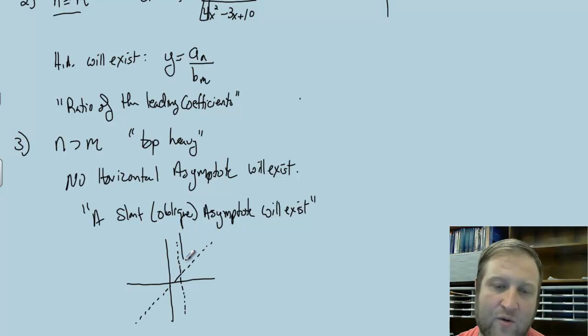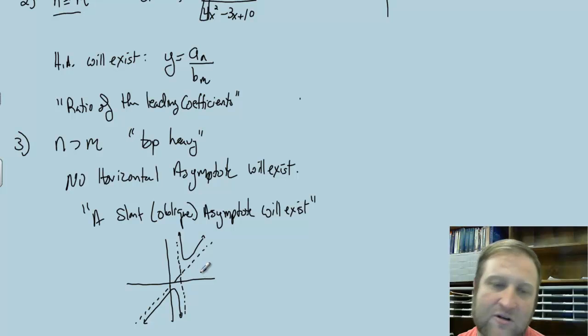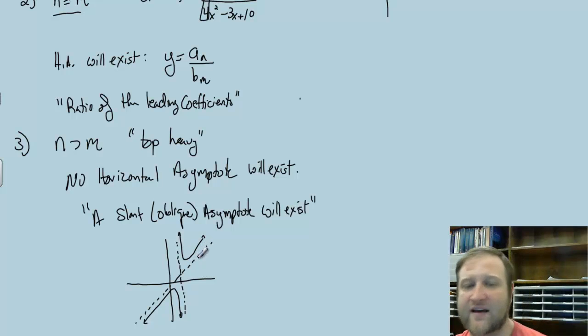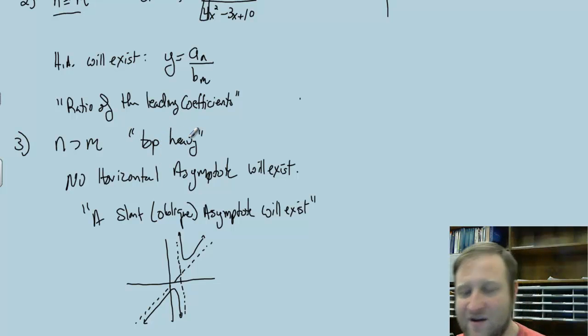And in our next video, we're going to discuss that, but you would have something that usually follows this kind of pattern. Usually you have a slant, actually you will always have a slant or an oblique asymptote, and you will always have a vertical asymptote. So that's how we're able to identify a slant asymptote, and that's when your rational function is top-heavy.